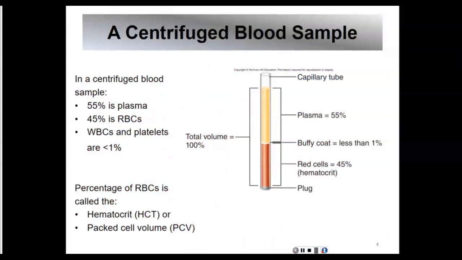If you were to spin your blood down, well, first put it in a vial and spin it down in a centrifuge, it would separate the blood into parts, and 55% of the blood would be plasma, 45% is red blood cells, and less than 1% is white blood cells and platelets. The percentage of red blood cells is also called hematocrit, or packed cell volume.